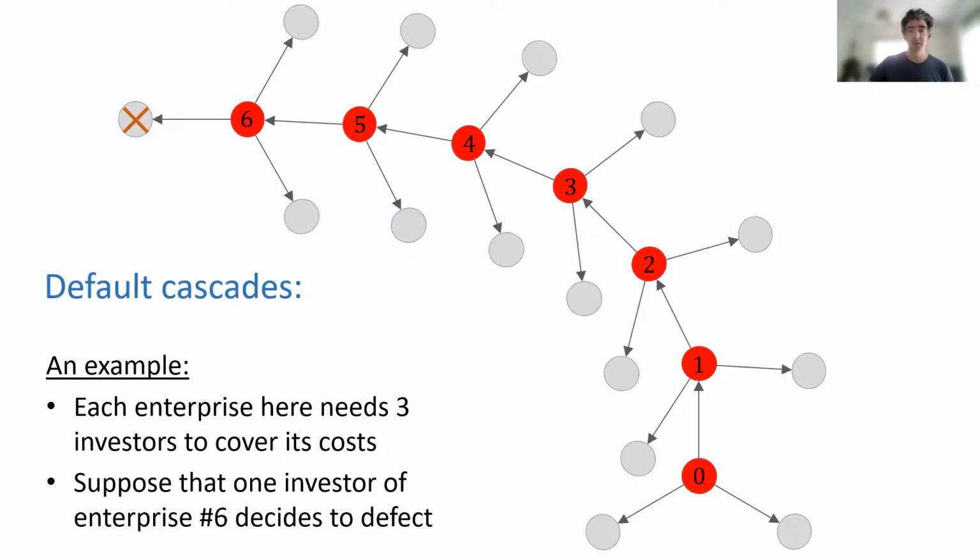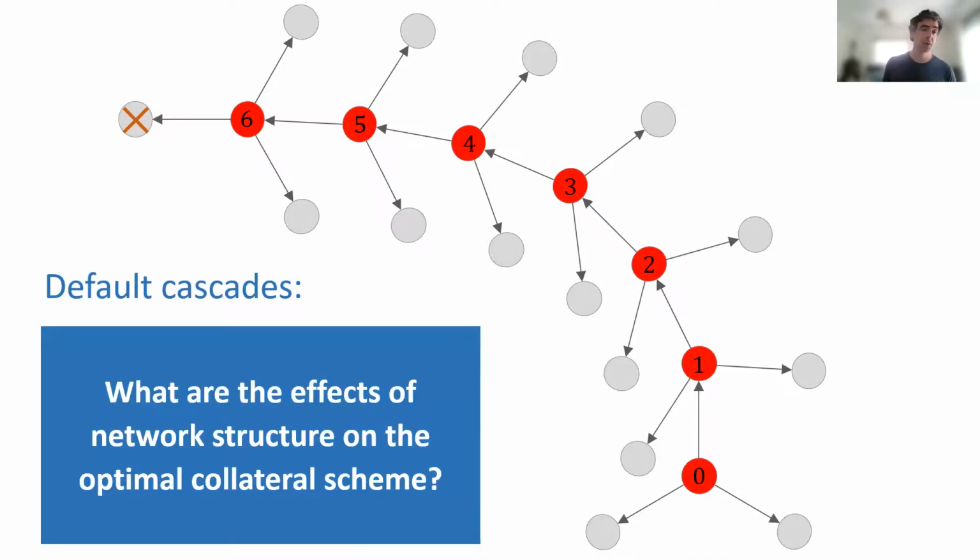And so notice that these players here at the bottom, when they make their decision, they need to consider not only the decisions of their co-investors in the same enterprise, but also the decisions of, in fact, all the other players in this network. So this is a network effect and things become more complex. And we're going to ask what are the effects of network structure on the optimal collateral scheme.